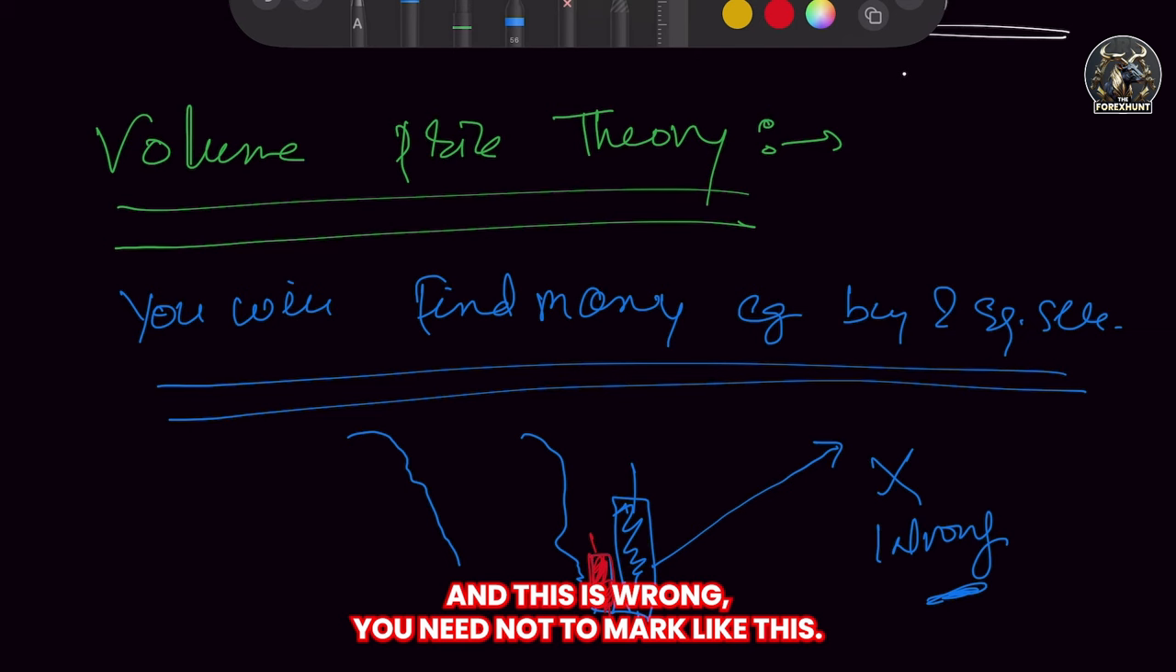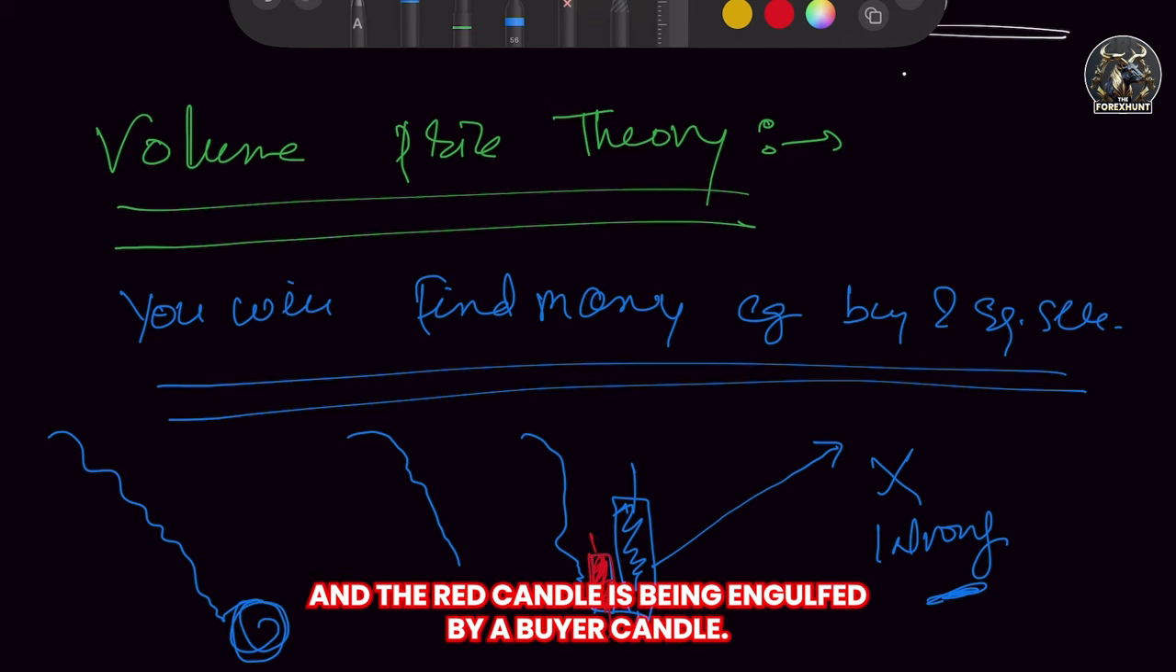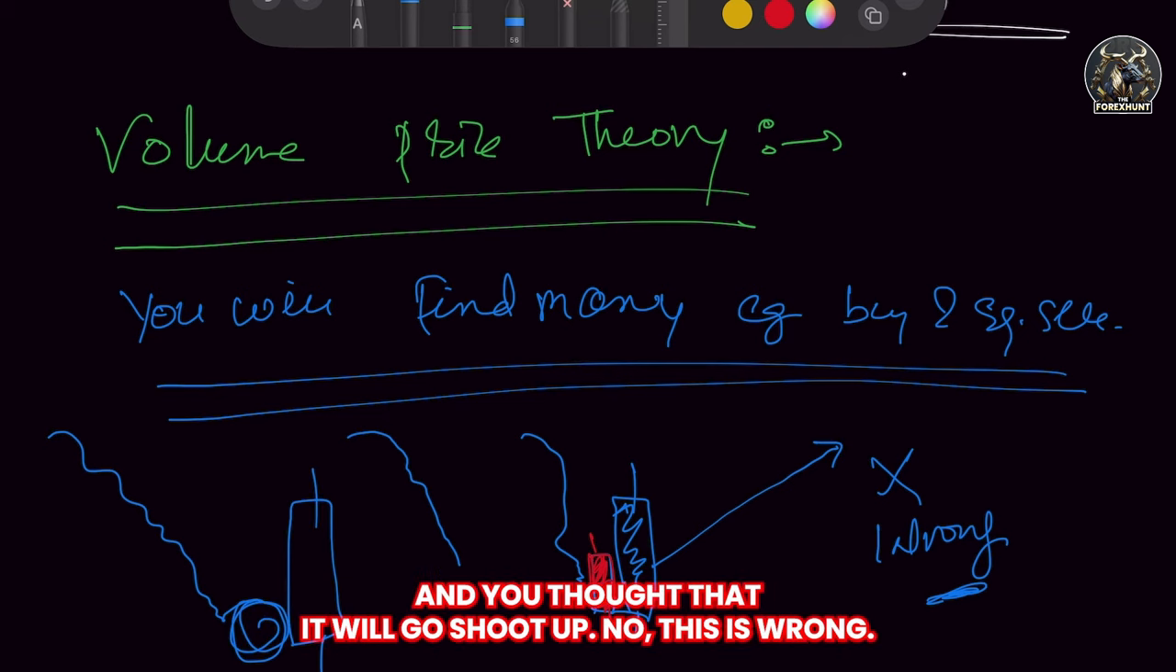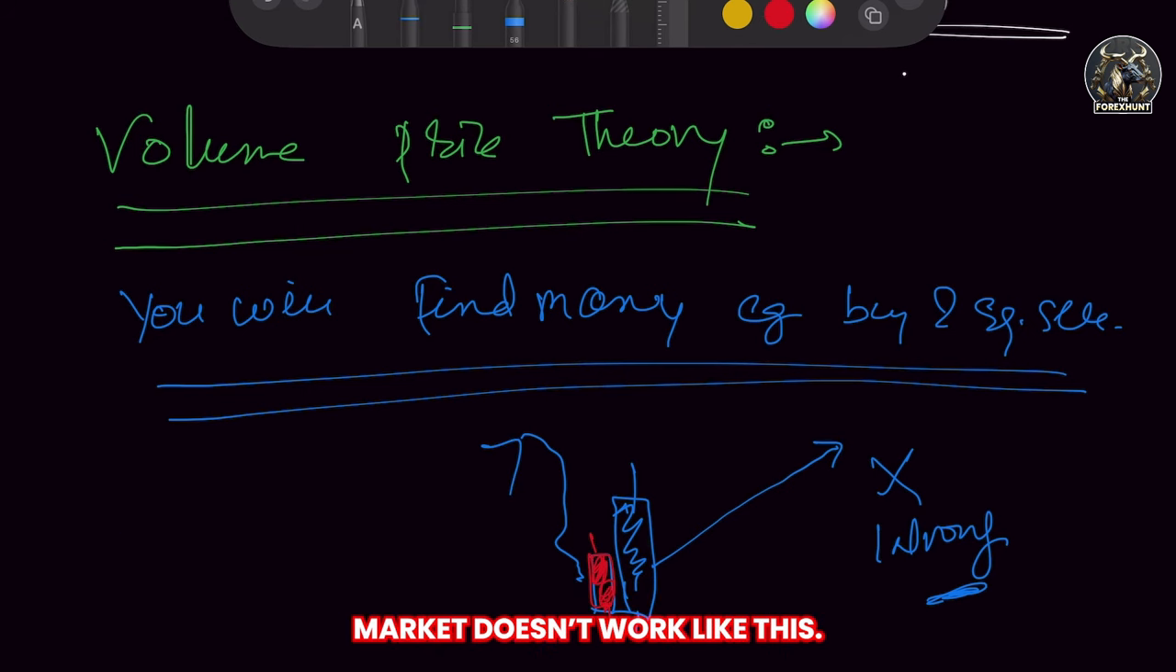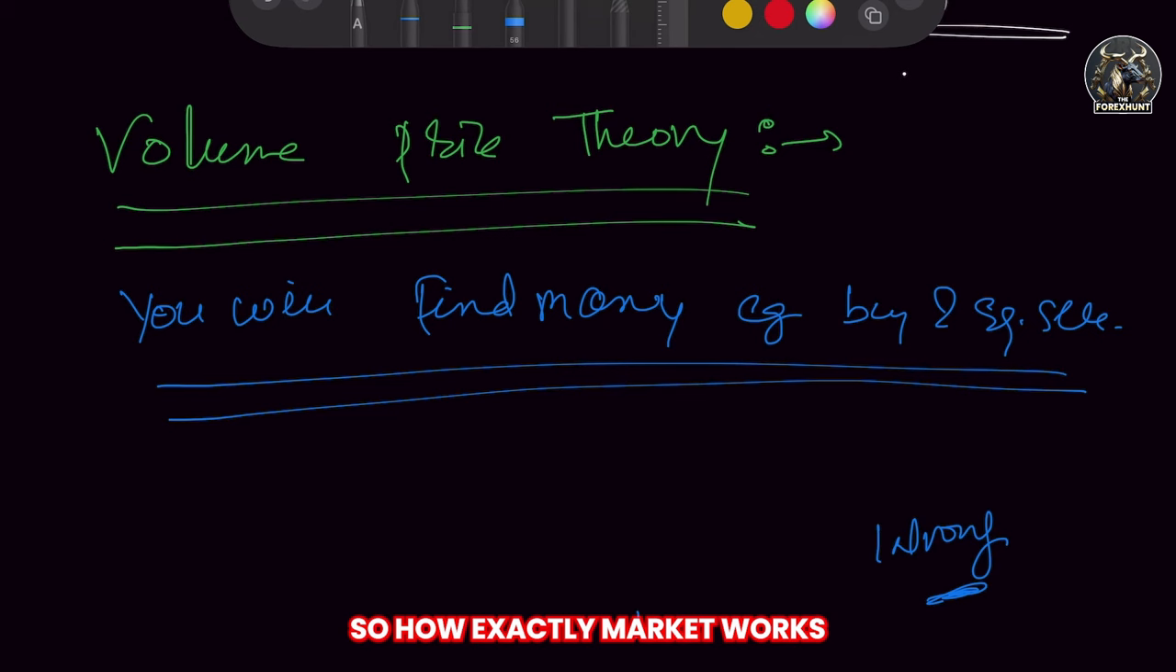You need not mark like this, that the market is falling from the upper side and suddenly there comes a red candle, and the red candle is being engulfed by a buyer's candle, and you thought that it will shoot up. No, this is wrong. Market doesn't work like this. So how exactly does the market work, and when exactly does it work? Okay, you have to write one thing here.